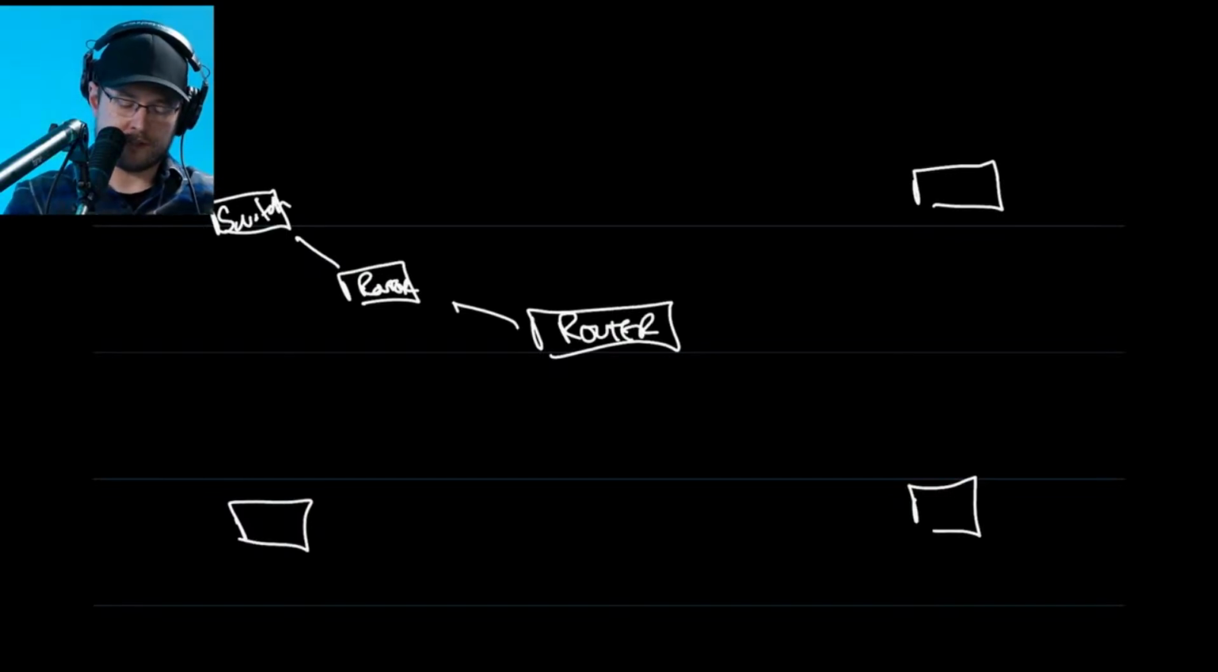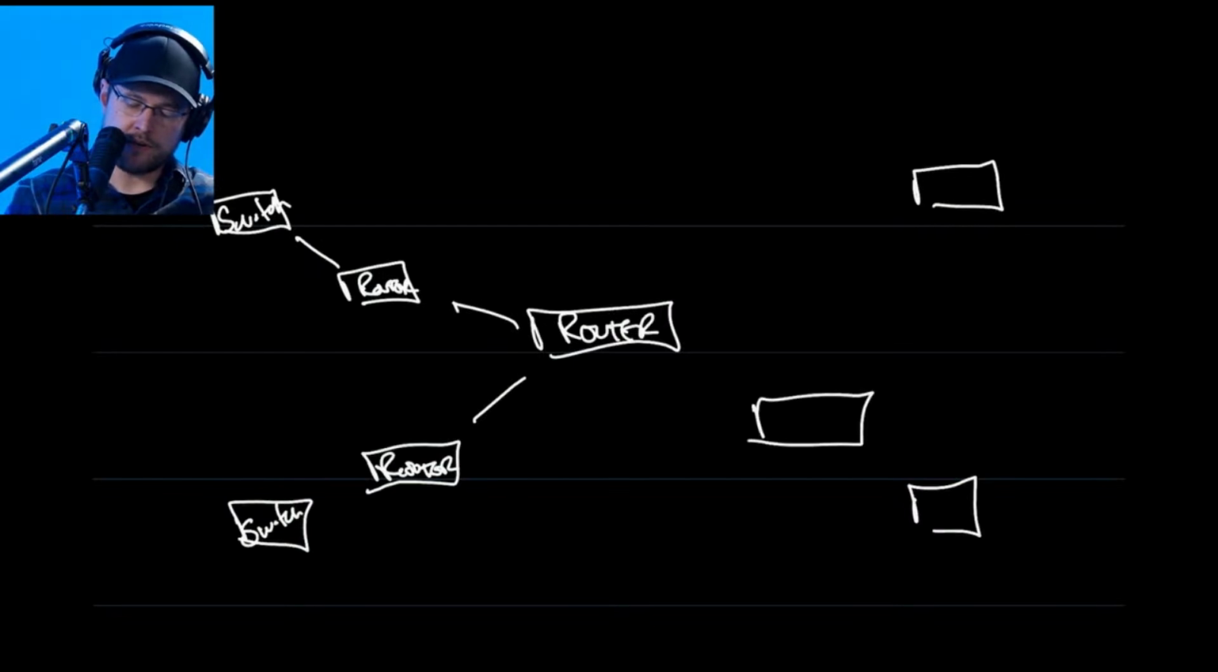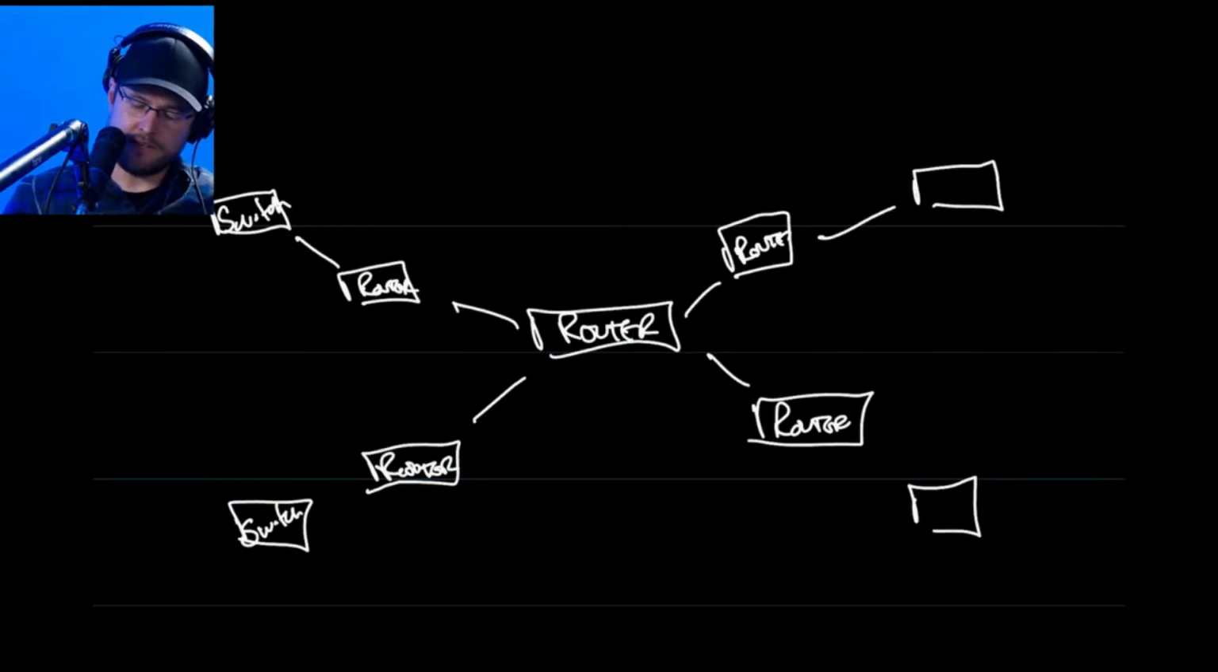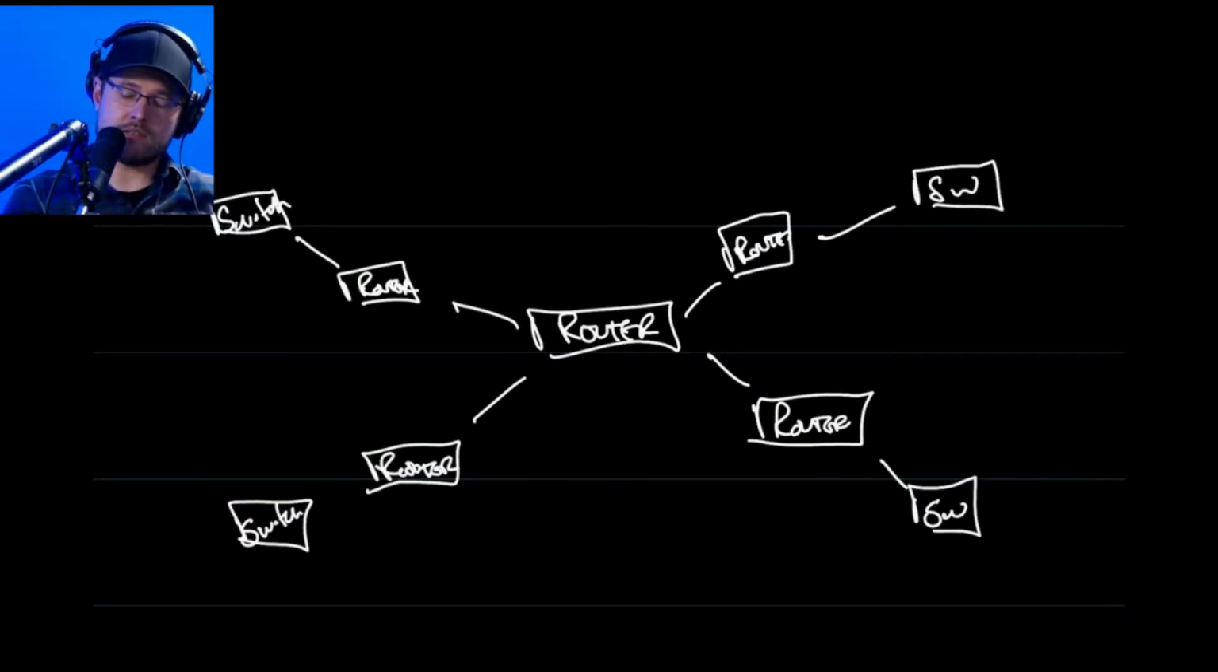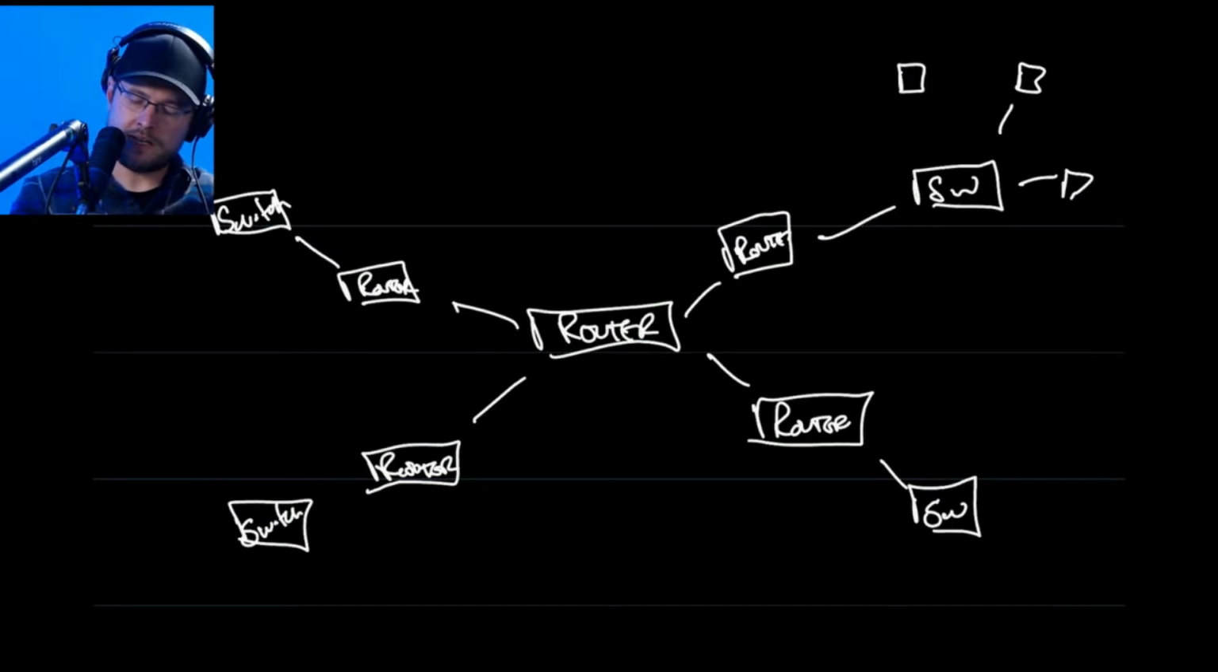I should use different symbols for different things to make this helpful, but anyway, switches, routers, and so on. And we do the same thing over here and over here, and we connect all of these together. Switch and switch. And then we have devices on each of these networks, right? So they're all connected like this, and same thing here.